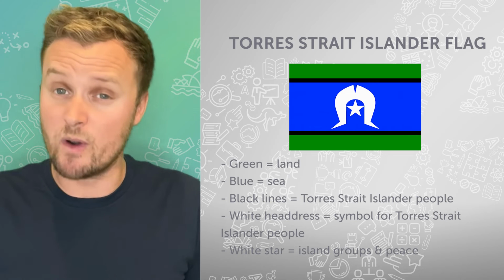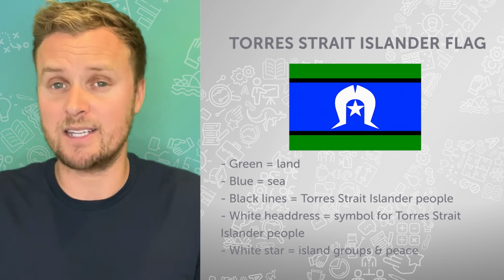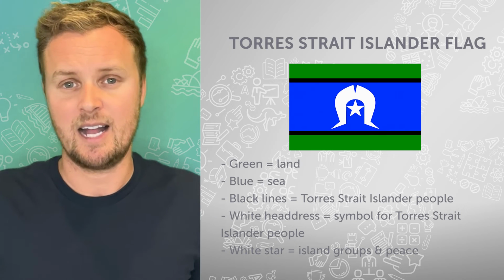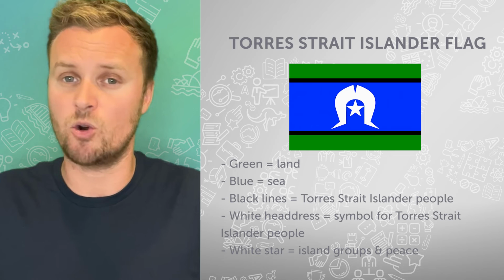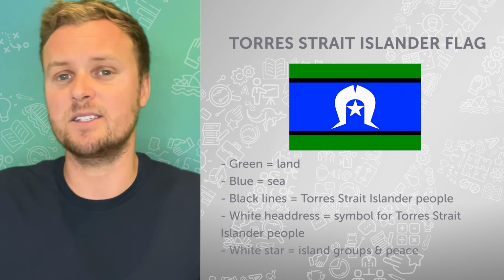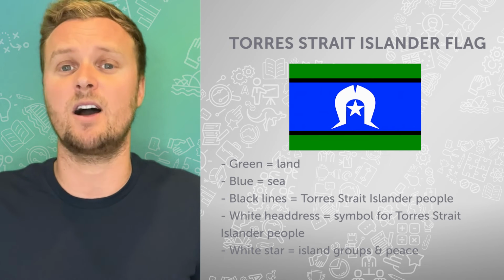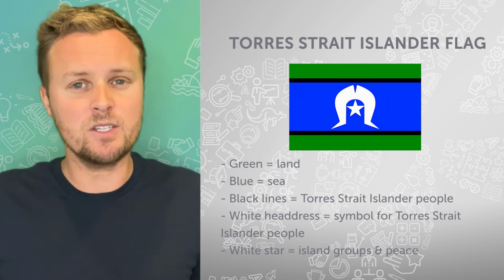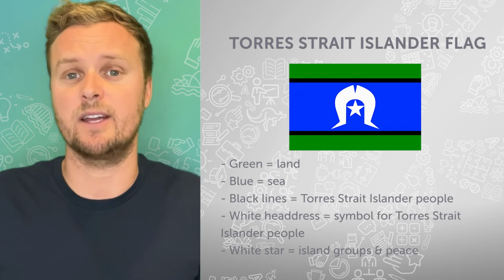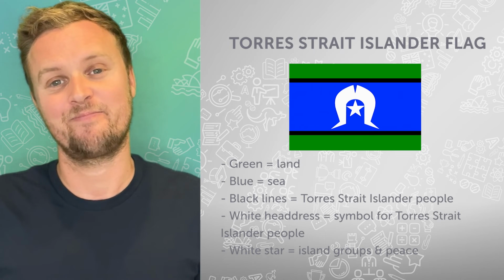Now let's talk about the Torres Strait Islander flag. It's made up of green, blue, black and white. The green stripes represent the land, while the blue panel in the centre represents the sea, and the black lines represent the Torres Strait Islander people. In the centre, you'll see the white dancer's headdress, which is a symbol for all Torres Strait Islander people. The point of the white star represents the island groups in the Torres Strait, and the colour white symbolises peace.